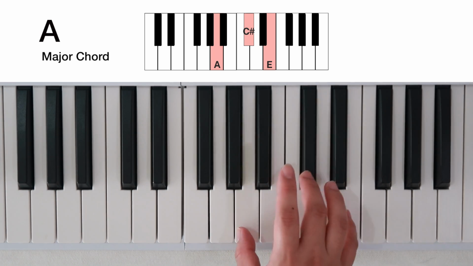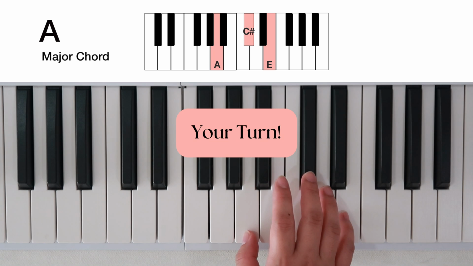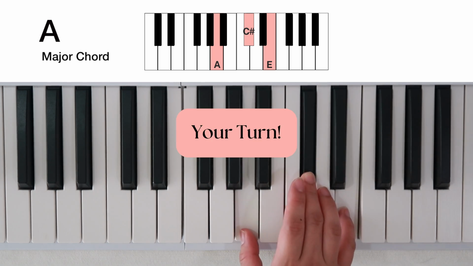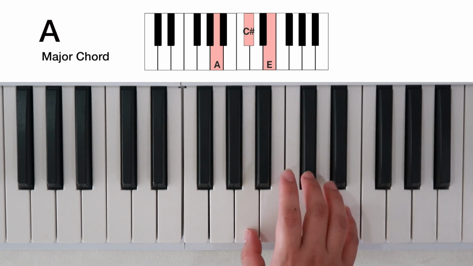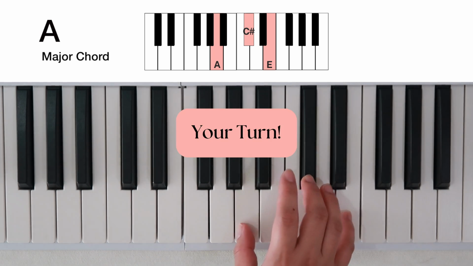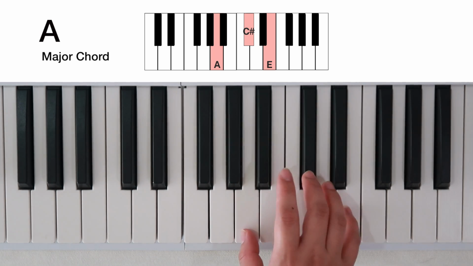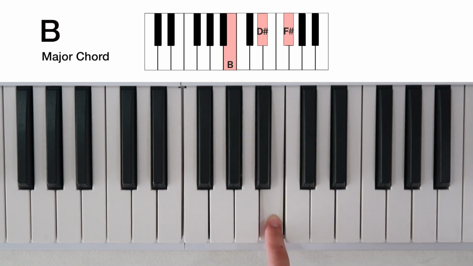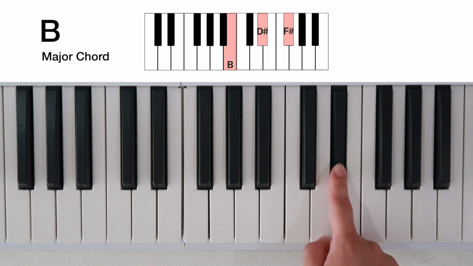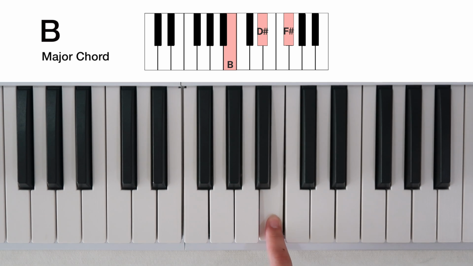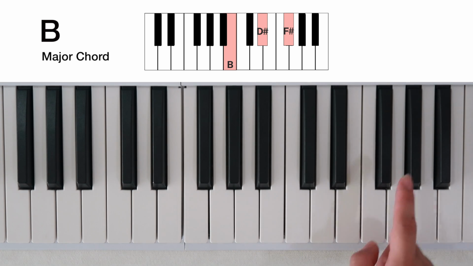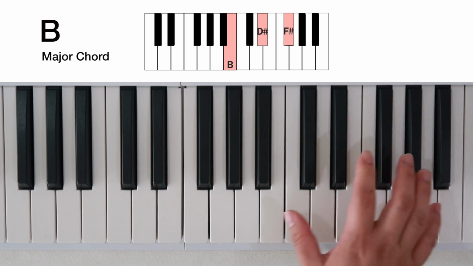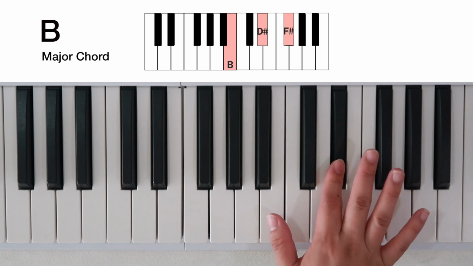Let's play. Your turn. My turn. Let's start with B as the root note. Count out 4 semitones. We'll go 1, 2, 3, 4. We have a D sharp. B as the root note. Count out 7 semitones. We'll go 1, 2, 3, 4, 5, 6, 7. That's an F sharp. B major chord. We go B, D sharp, F sharp.